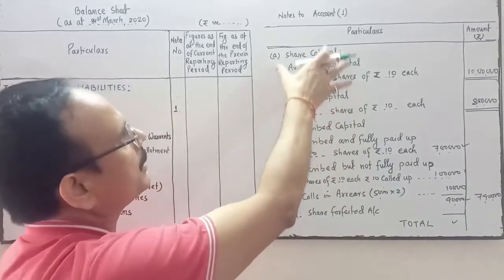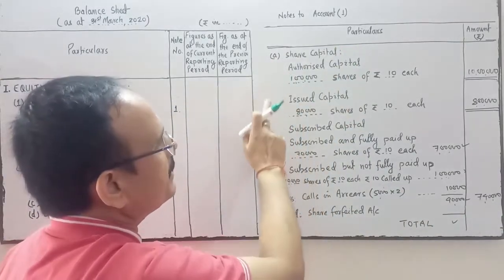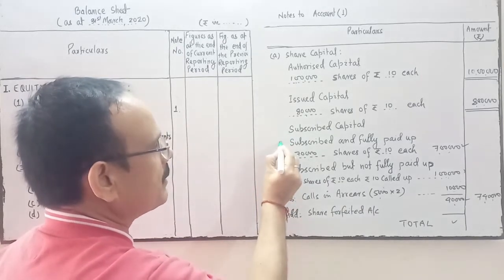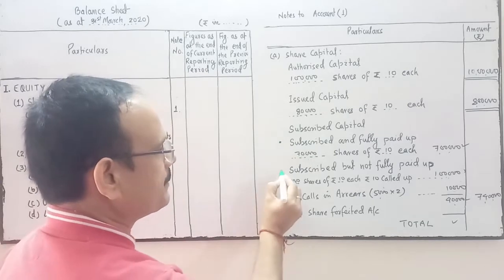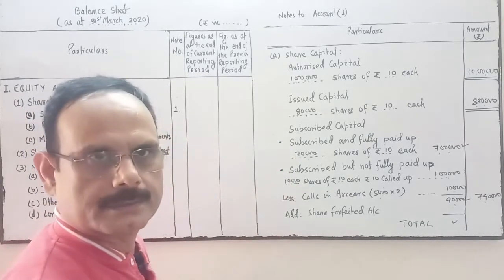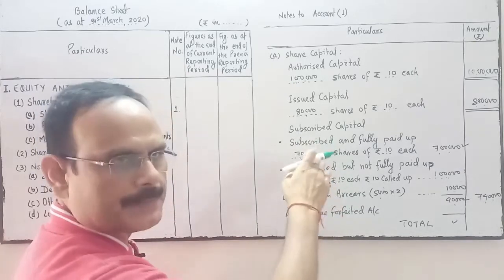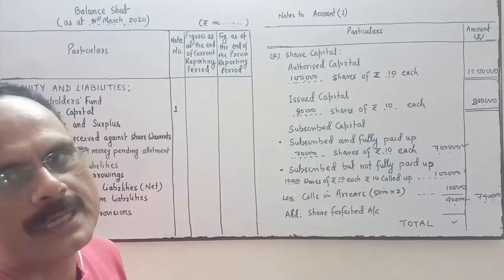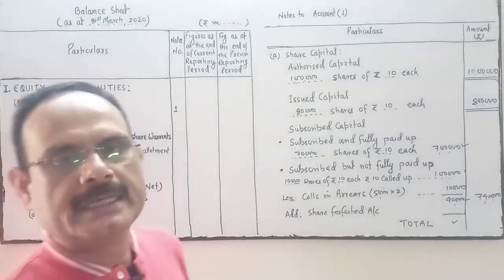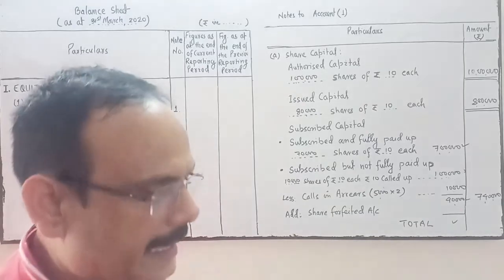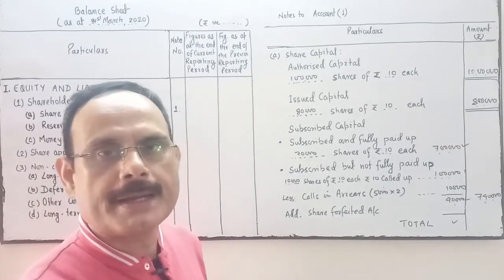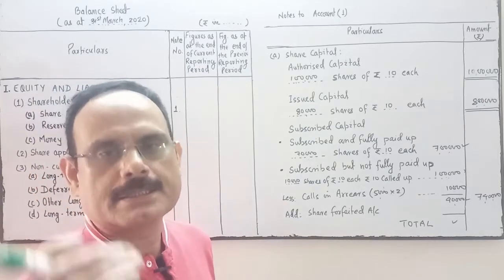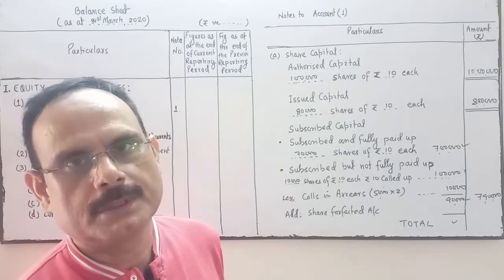So the format will be in the notes to accounts. You see the detail: authorized capital, issued capital, subscribed capital. Under the subscribed capital there may be subscribed and fully paid, and subscribed but not fully paid. So we have to separate these two. Subscribed and fully paid means the company has called the full nominal value and the shareholder has also paid the full nominal value. There is no arrear. Second is subscribed but not fully paid. The company has called but maybe some shareholders have not paid the full nominal value. So calls in arrear.